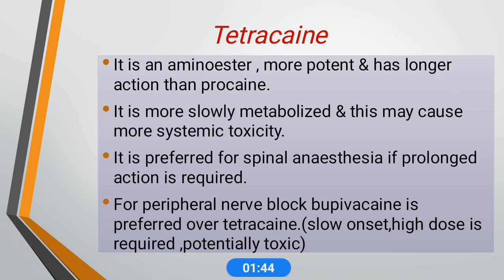Tetracaine is an amino ester, more potent and longer acting compared to procaine. It is more slowly metabolized and causes more systemic toxicity. Tetracaine is mostly preferred for spinal anesthesia if prolonged action is required. For peripheral nerve block, bupivacaine is preferred over tetracaine because tetracaine shows slow onset, a high dose is required, and it is potentially toxic. So for peripheral nerve block, bupivacaine is preferred over tetracaine.